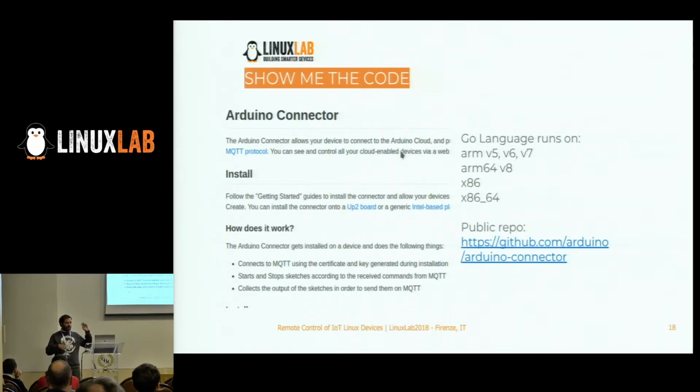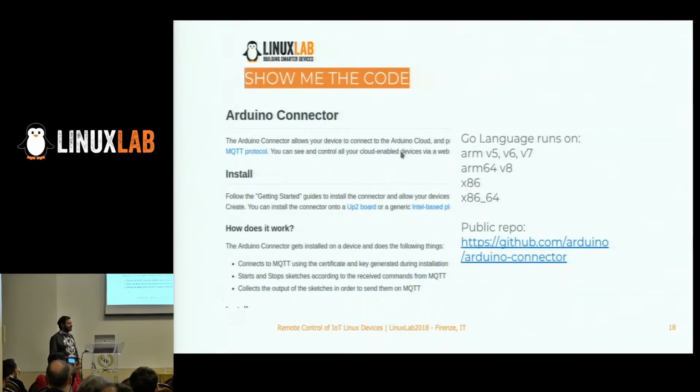So yeah, I'm a manager, so everyone says, okay, but show me the code, because you are a manager, you are able to speak, but not able to code. But I am able to code, this is nice. So this is the code, it's the Arduino connector, and that's the GitHub URL. I said it works on ARM v5, 6, 7, and 8. Obviously the v8 version is 64-bit. The same for x86. But this is not thanks to us. This is thanks to the Golang toolchain. We just wrote the code.